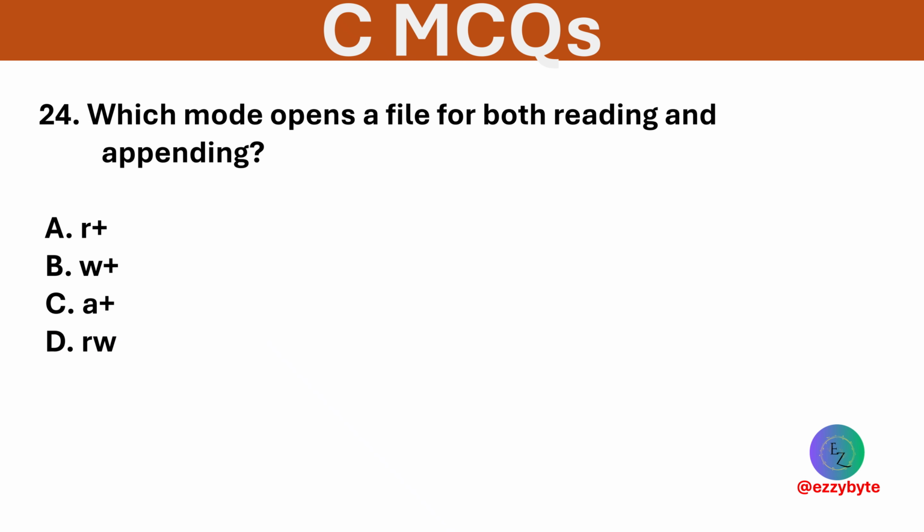Which mode opens a file for both reading and appending? Options are R plus, W plus, A plus, and RW. Option C is correct. A plus opens a file for reading and appending.